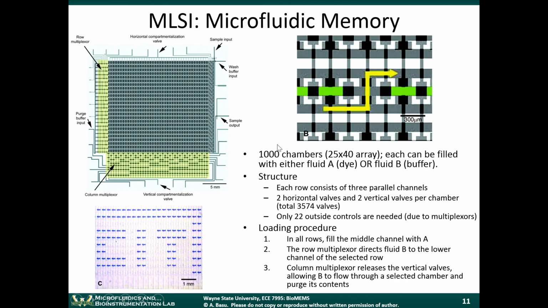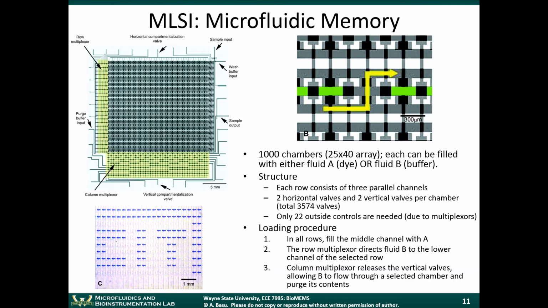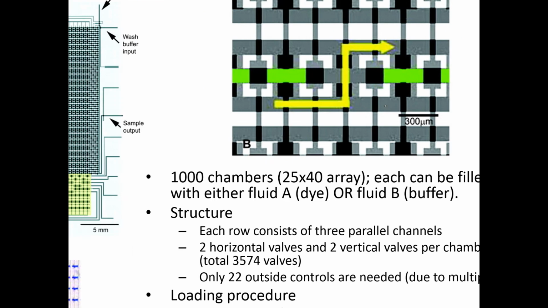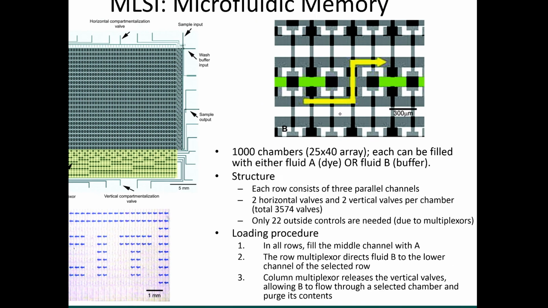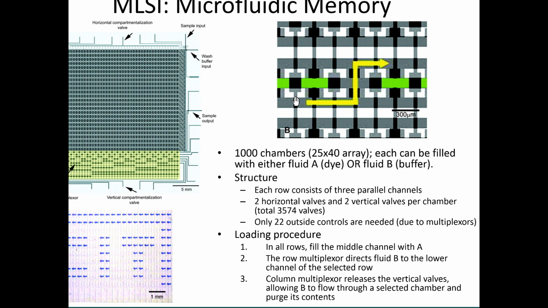All right, but let's get into how you would want to load this device. So the loading procedure looks something like this. First of all, in all rows you fill the middle channel. So each row actually consists of 3 sub-rows within it.